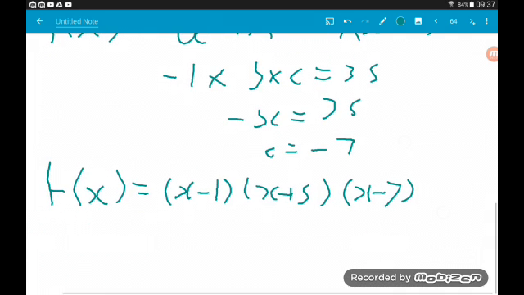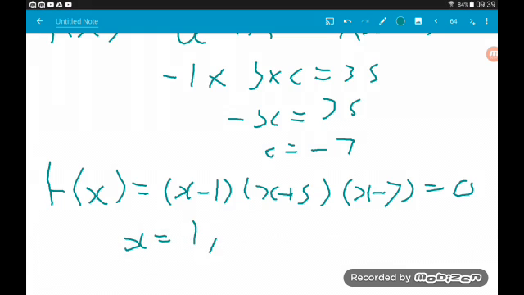Now for part B, we just want the solutions to f of x equals 0. So first bracket tells us x is positive 1. Second tells us x is negative 5. And the third one tells us x is positive 7. I like that. Cool.